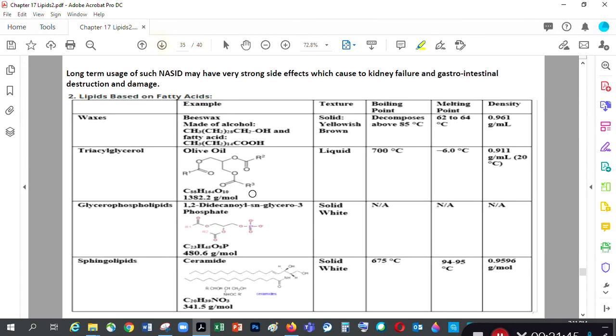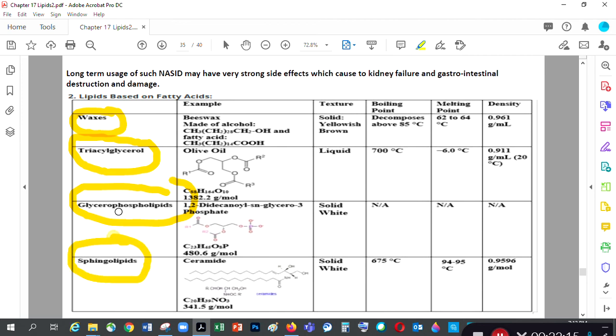So here we are now looking at the lipids based on fatty acids, their physical properties. We talked about this in general, and this is just repeating with different types of categories or classes of the lipids based on fatty acids. We have 4, correct? We have waxes, we have triglyceride or triglycerol, we have glycerophospholipids and sphingolipids, 4 of them.